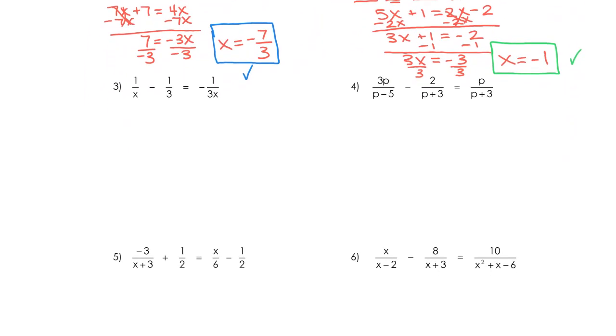Okay. All right, let's take a look at number 3. Oh, this isn't bad at all. Hopefully you guys can tell that the LCD is going to be 3x. And so the first fraction needs a 3, top and bottom. Second fraction needs an x, top and bottom. Last fraction already has the 3x, and so that's 3x, that's 3x, and that's 3x.